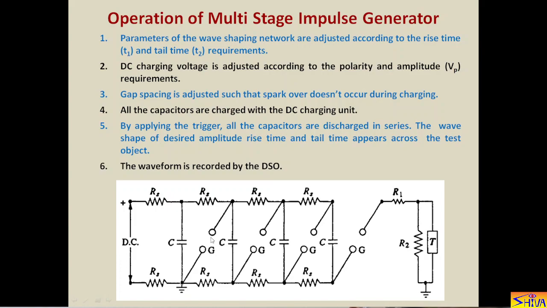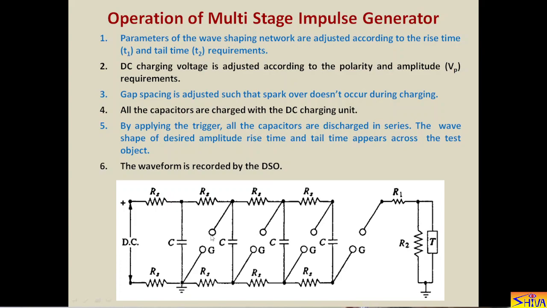Now suppose we are generating, let us say, a 400 kV impulse. So 400 kV divided by 4 across each capacitor, the charging voltage will be 100 kV. If 100 kV appears between this gap, then 100 divided by 30 kV per centimeter is 3.33 centimeter. So this gap spacing should be more than 3.33 centimeter.